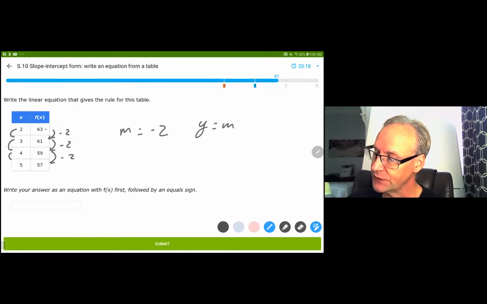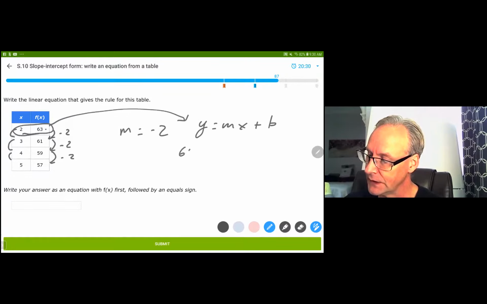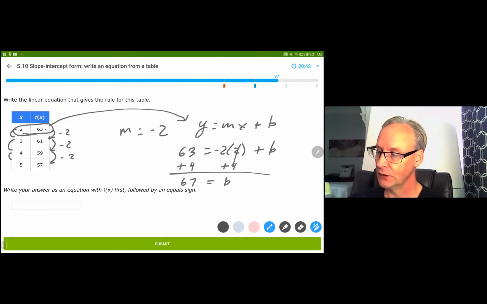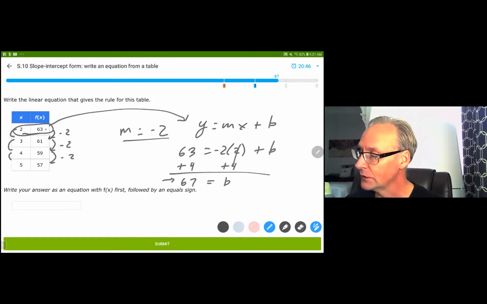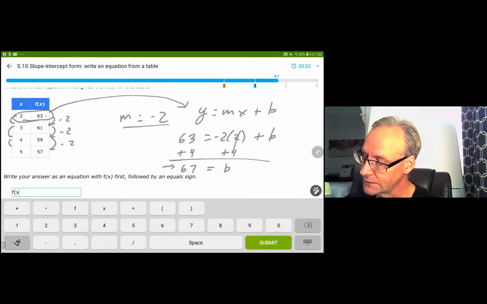y equals mx plus b. Again, like I said, unless otherwise stated, I'm just going to use the first point I see, because it doesn't matter. You can choose any of them. The y, or the f of x, is 63. The m is -2. The x is 2. And we have to add 4 to both sides and get our 67, just like I said. b equals 67. And we have our slope, and we have our y-intercept value. Don't want to state it incorrectly. So we've got f of x equals -2x, looks like a plus 67.